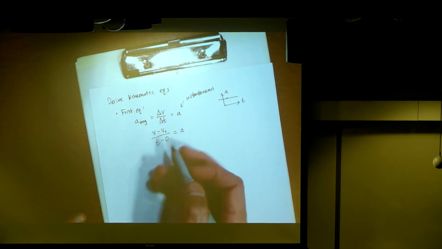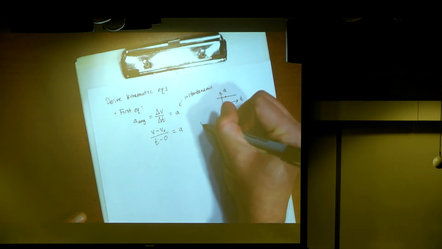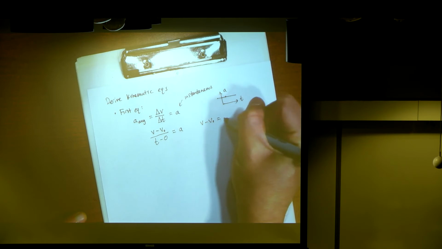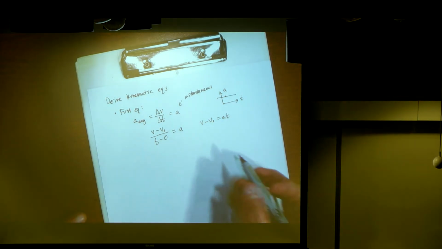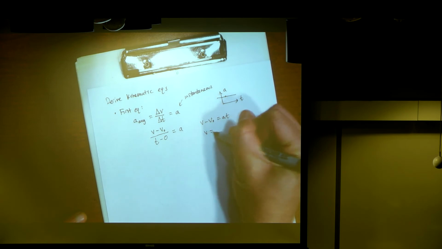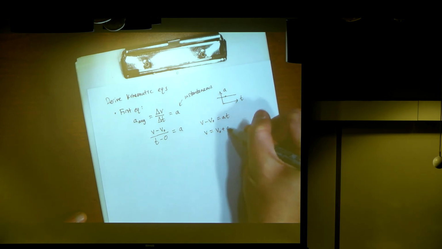So let's just rearrange that. We just have a t on the bottom here. Let's multiply that across on both sides to give us v minus v0 equals at. Just do a quick rearrangement of that equation. We get v equals v0 plus at. That's our first kinematic equation.